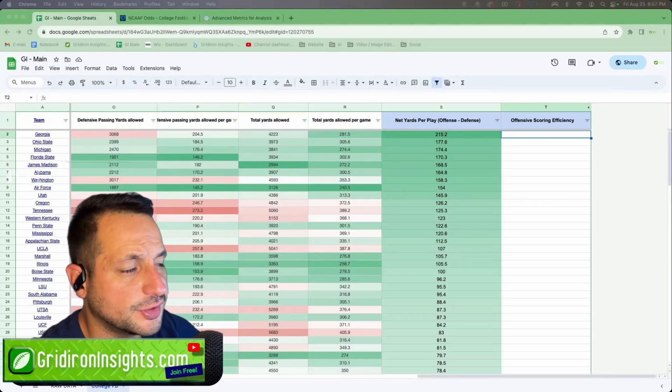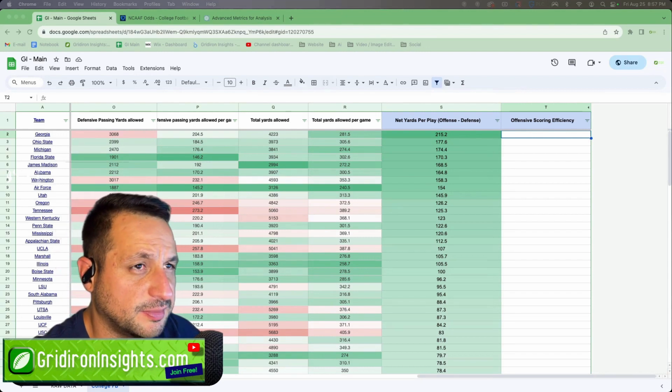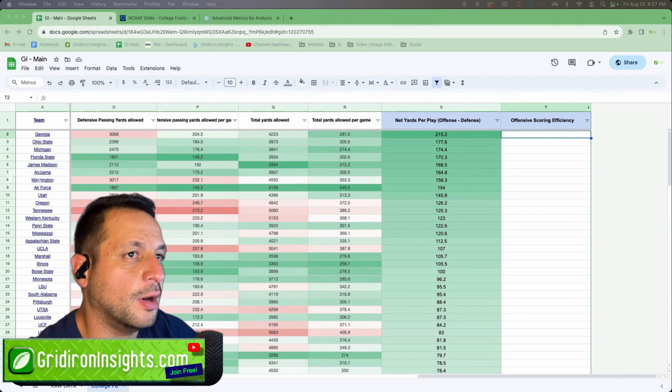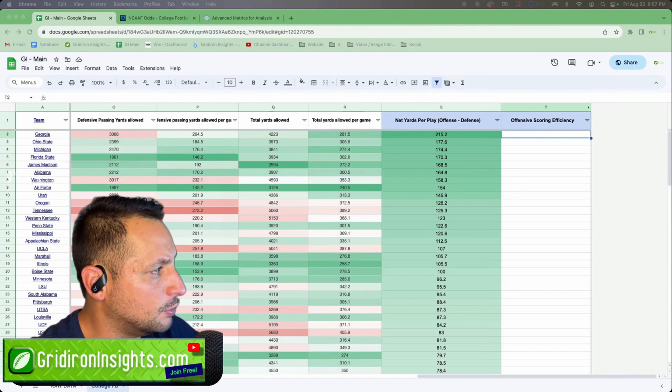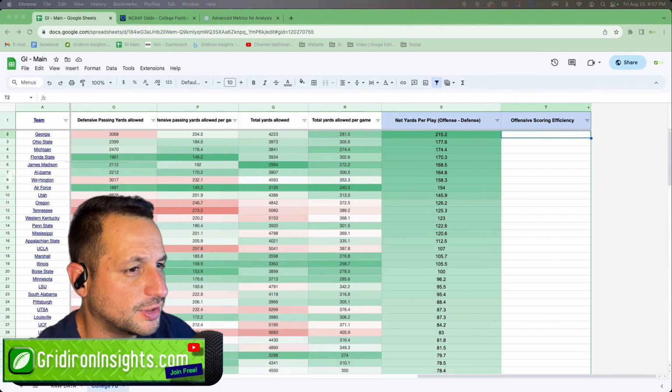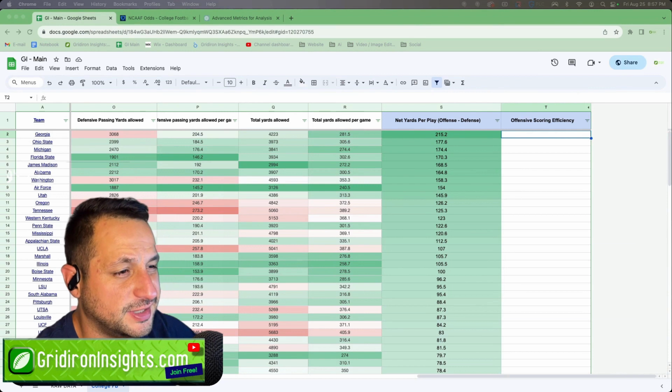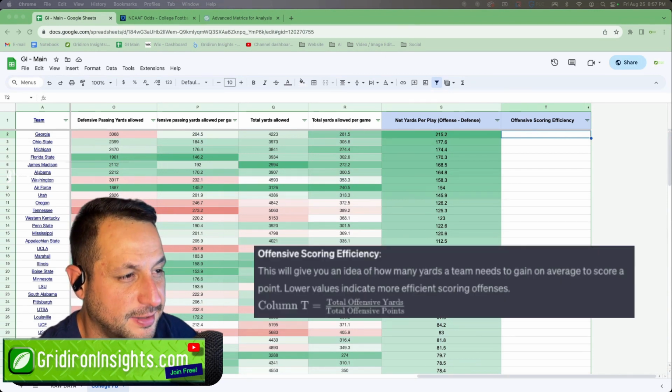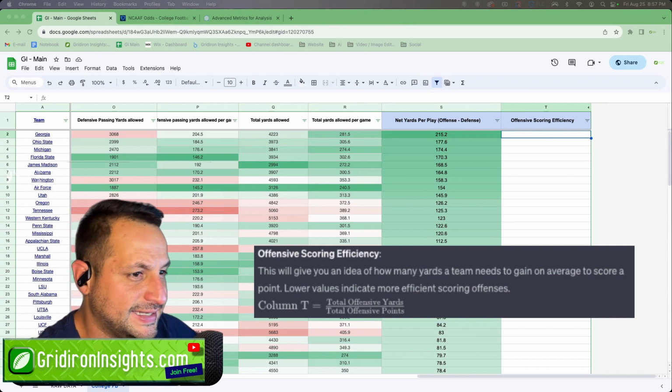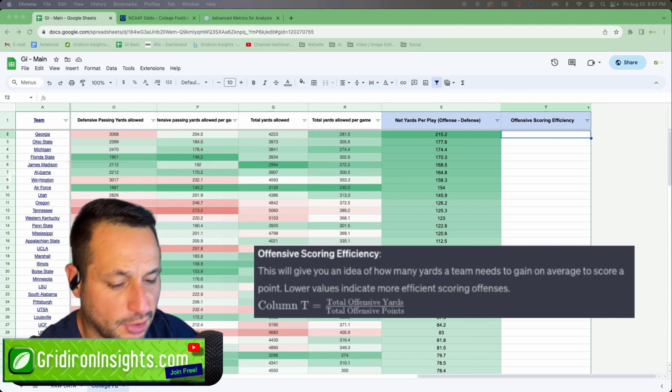Let's keep adding metrics. The more metrics we create, the better our analysis is going to be, so the more accurate our bets are going to come. This one, let's do an offensive scoring efficiency metric. This is going to give you an idea of how many yards a team needs to gain on average to score a point. A lower value is going to indicate a more efficient scoring offense.